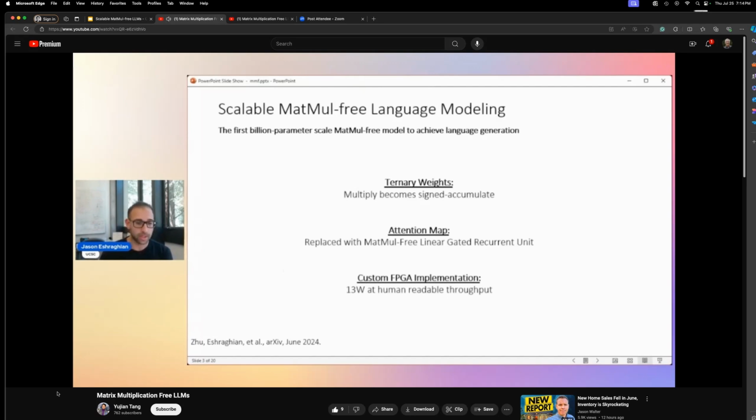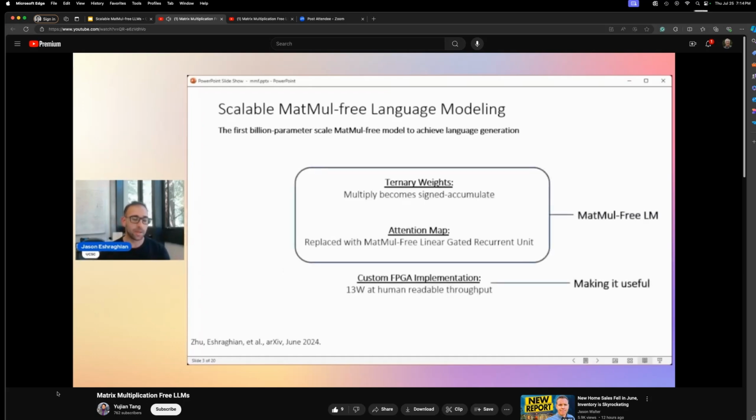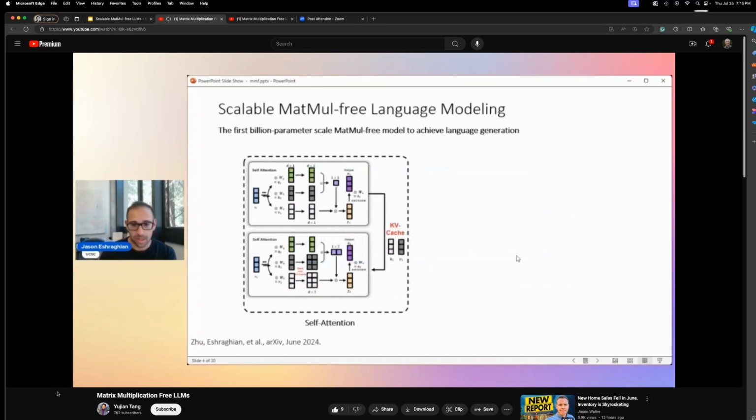So just to wrap this up, these first two things are what enabled this matrix multiply-free language model, and the custom FPGA implementation actually makes it useful, right? Granted, it is of course useful to still be able to have the knowledge that a ternary LLM is going to work effectively, but actually deploying it is something else entirely. And then it gives you something really concrete to work with in silicon. So with that being said, let's take a very high level view of what self-attention is.